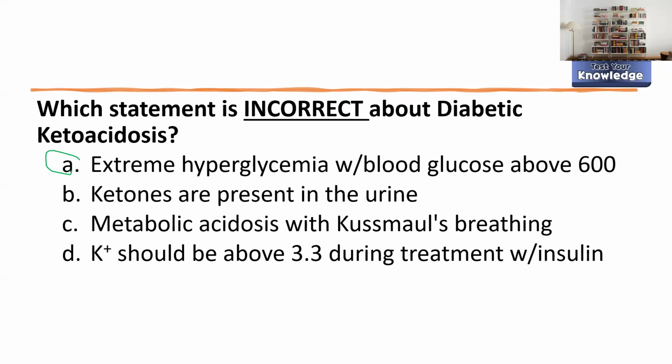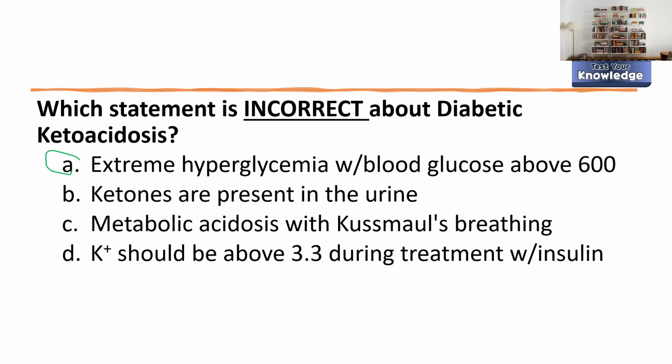Okay, so we have not discussed this, but anyway, you could do it by elimination. So one of the test strategies that you need to employ is that when you're not sure about something because you haven't encountered it, what you could do is the process of elimination. So let's see why I eliminated letter B. Ketones are present in the urine.